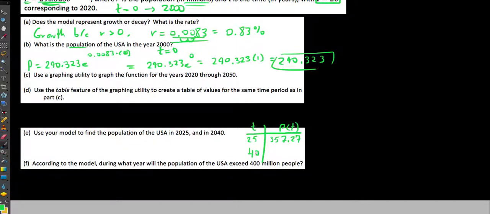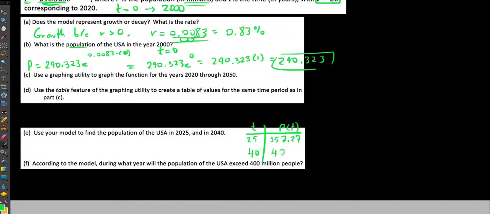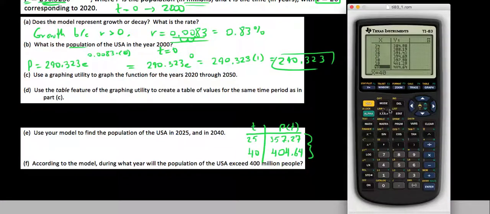Now 40 years afterwards, we can go back to our calculator again and evaluate at the 40th year here. Look at our table, 404.64 million people. With respect to these values you see here, it's nice if you already have a table. What if you don't have a table? Hey, you know what? We had a model.